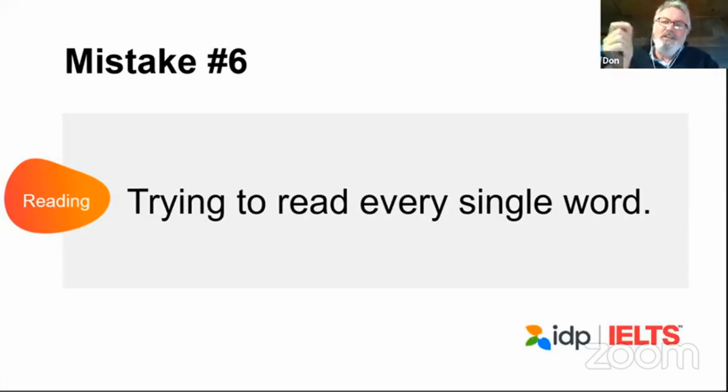If you're a native speaker, you might do this because you can read quickly. But if English is your second language, then you need to try and read as efficiently as you can. That means to read as quickly as you can with comprehension. So don't try and read every single word. Practice skimming. And when you practice skimming, this is something you do in your own language.